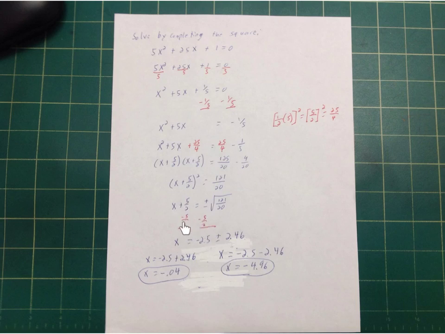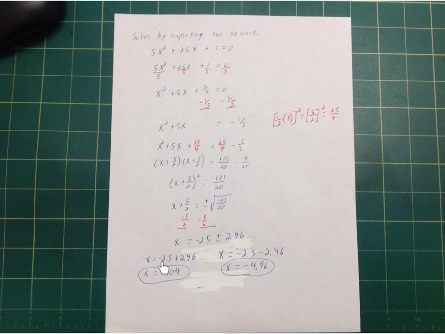I change this to a decimal. Negative 5 halves is negative 2.5. I put that in the calculator. I got 2.46. I wasn't sure, the directions didn't say whether you want an exact answer or decimal. I went ahead and went with the decimal.